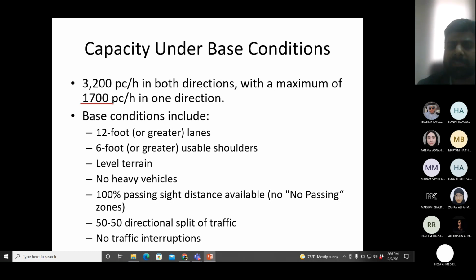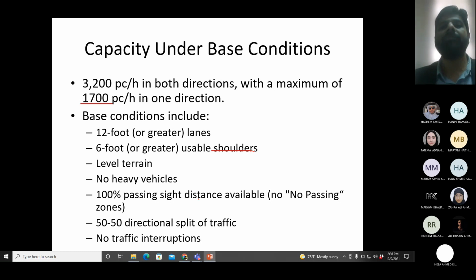Lateral clearance should be at least 6 feet, base conditions, okay? And lateral clearance includes the shoulders. It should have level terrain, no heavy vehicles, and 100% passing sight distance available. So on all points of the two-lane highway, passing sight distance is available. This is a base condition.